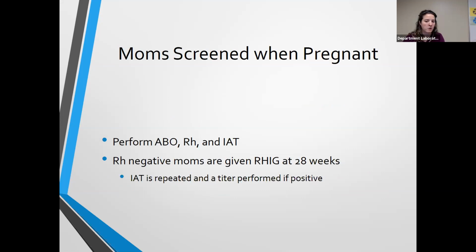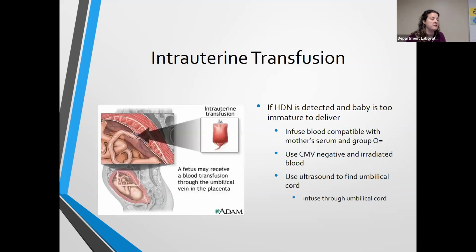And you guys know moms are screened during pregnancy. So at about 28 weeks of pregnancy, mom will have an ABO-Rh done and an IAT. If she is Rh negative at 28 weeks, she will get an injection of RhoGAM, 1 dose, all right, 1 vial, if she's Rh negative, all right? And then if she delivers an Rh positive baby, she will also receive another vial of RhoGAM within 72 hours after delivery.